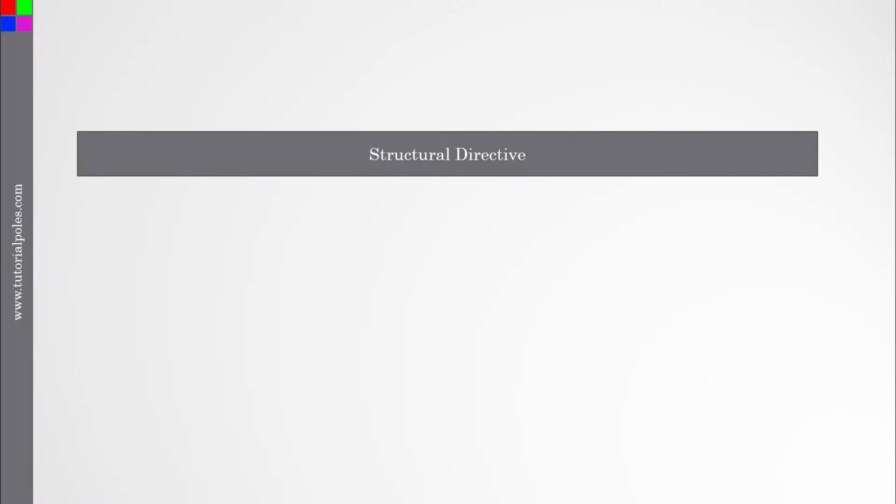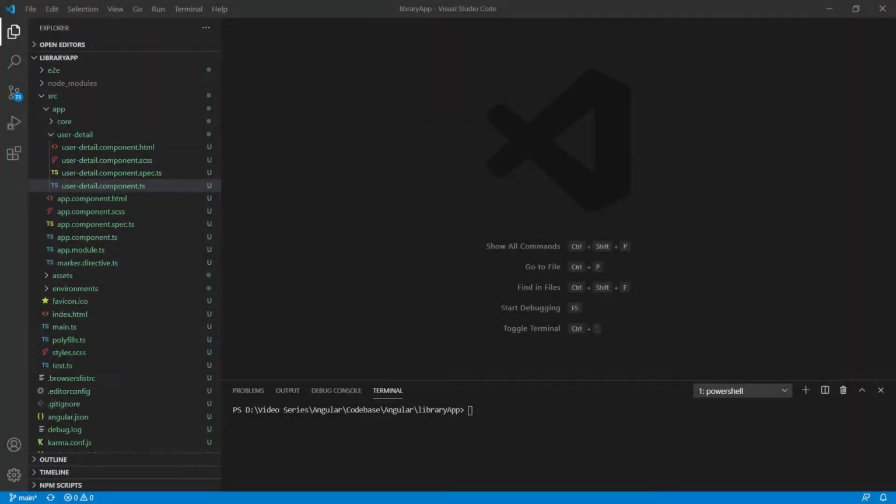Alright, so by definition, structural directives are the ones which change the DOM tree or manipulate the DOM, meaning structural directives either add or remove the element and its child items from the DOM. Let's create a directive which, based on the value supplied, if true, should add the element in the DOM, else it should remove the element from the DOM.